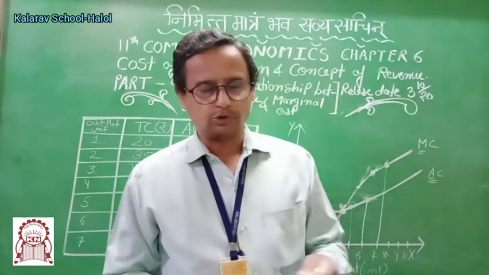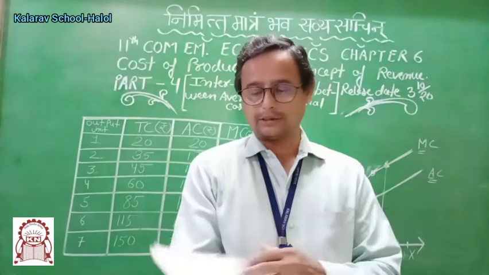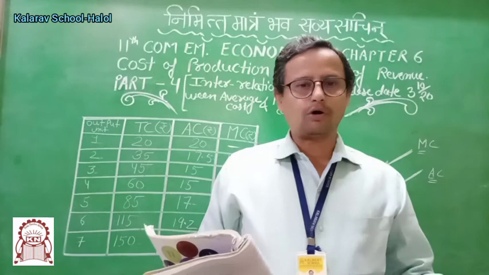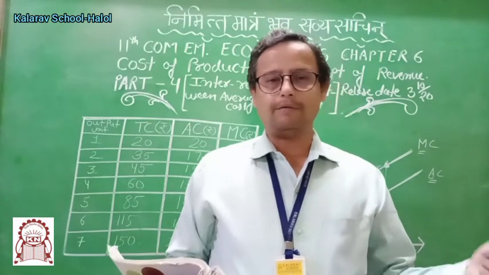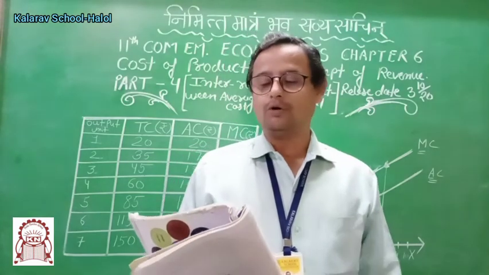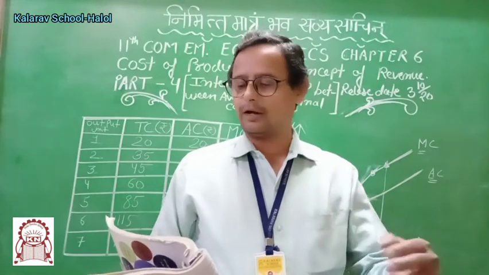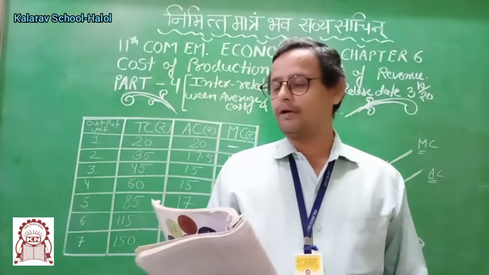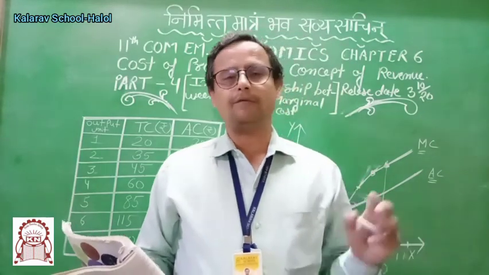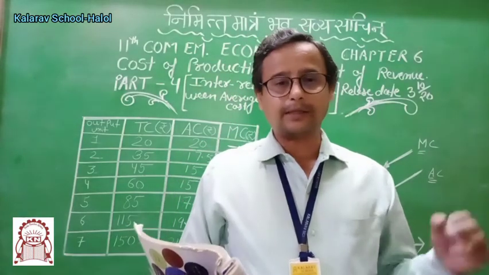Is it clear? So now let's talk about the concept of revenue. It is just like your marginal cost and average cost, like that way only. So first of all, let's try to understand what exactly revenue is. When total revenue of the firm is higher than the total cost, then profit occurs, which I told you just now. If total revenue is lower than total cost, then it becomes loss. Each and every firm thinks about the profit, not about the loss. So revenue is always higher than the cost.